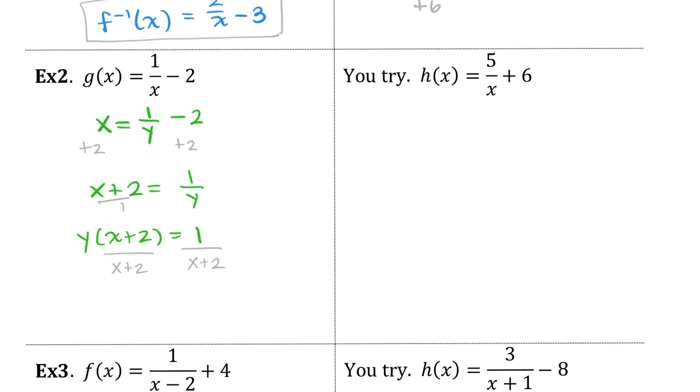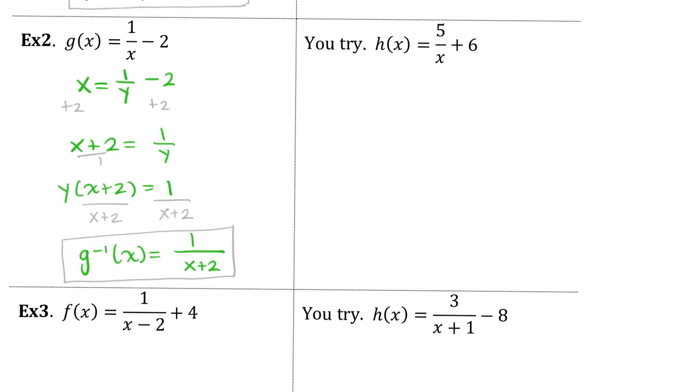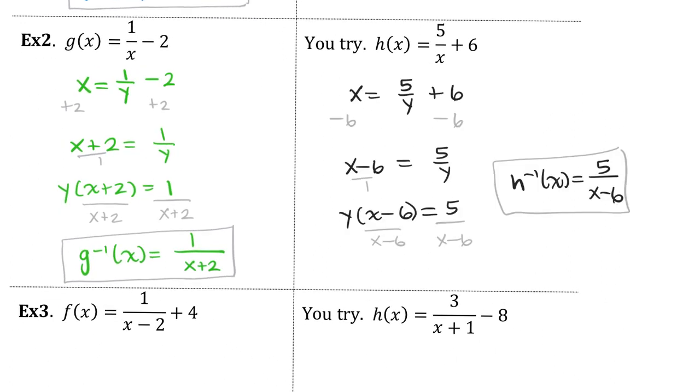And then I'm going to rename this. So this is g inverse of x equals 1 over x plus 2. Make sure your x plus 2 is the denominator, so your fraction line should be a little bigger. Okay, go ahead and try the next one. It's very similar to this one. Now check your answer. For h inverse of x, I got 5 over the quantity x minus 6.